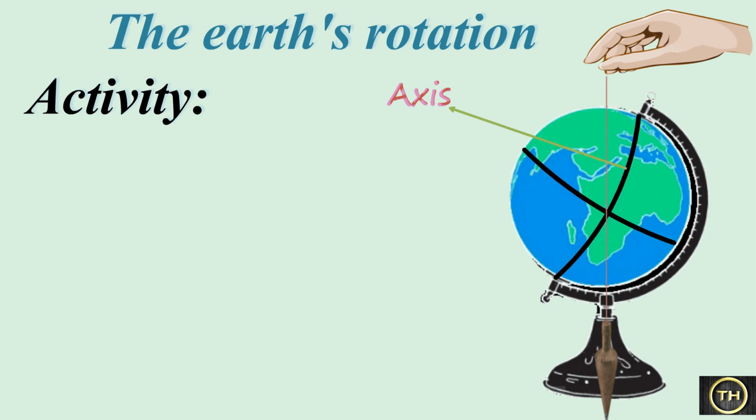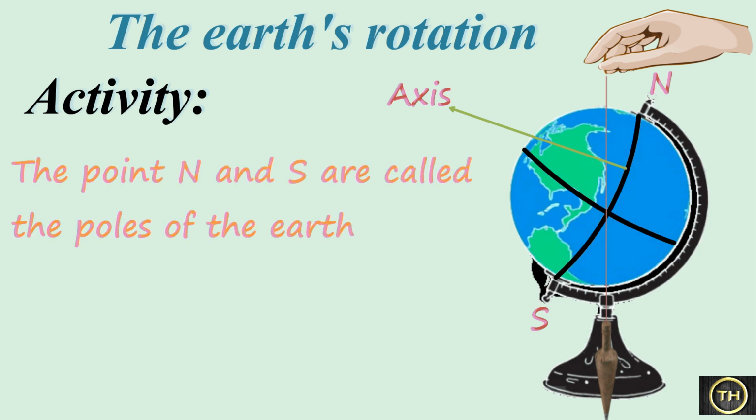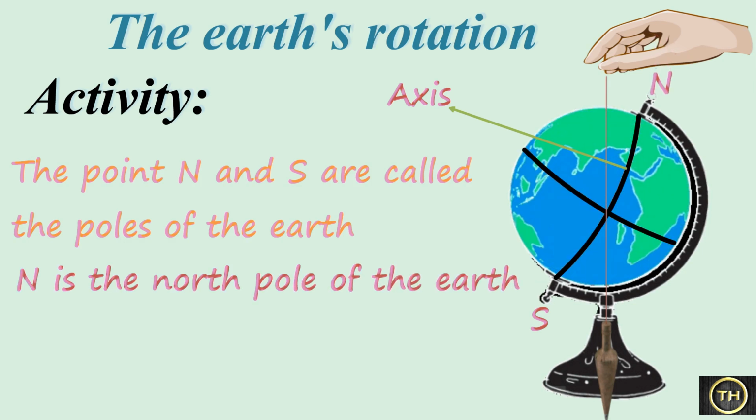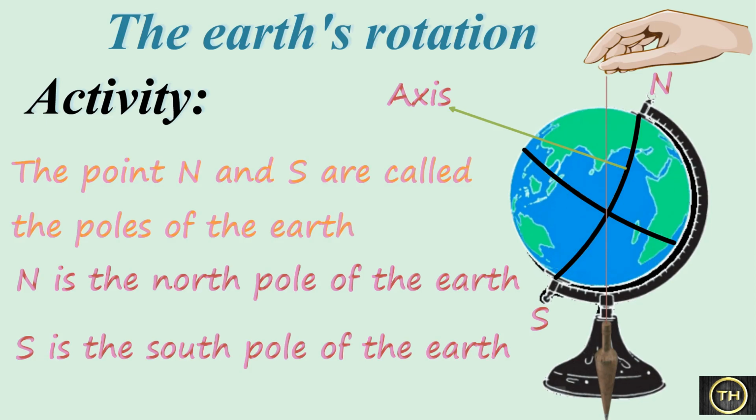The line NS in the picture shows the Earth's axis. It passes through the center of the Earth. The points N and S are called the poles of the Earth. N is the north pole of the Earth and S is the south pole of the Earth.